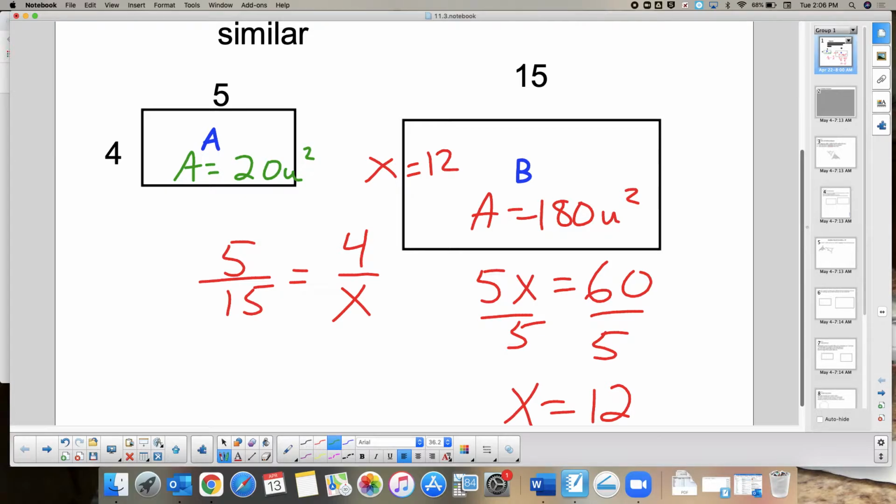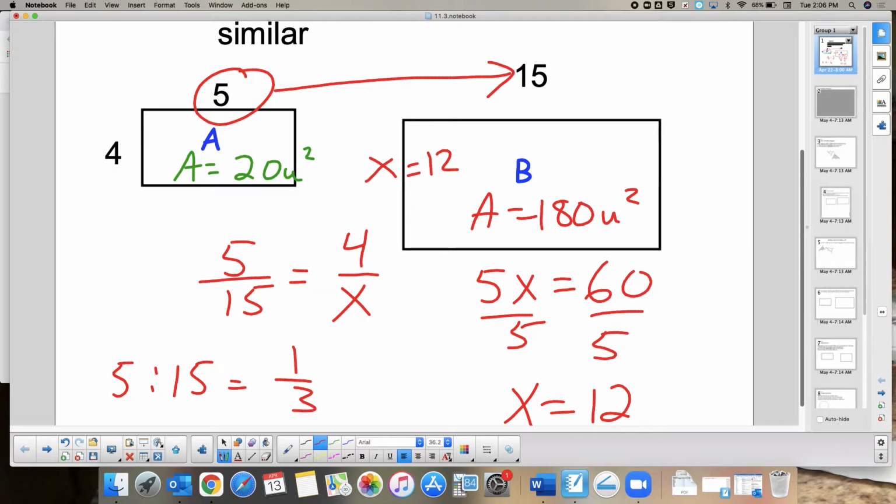We have a scale factor of our rectangles. That scale factor is 5 to 15. Right? 5 to 15 is the same thing as 1/3. So rectangle B, I am multiplying by 3 to get my length. But if you look at your areas, that is not what you're multiplying by. 20 times 3 is not 180.